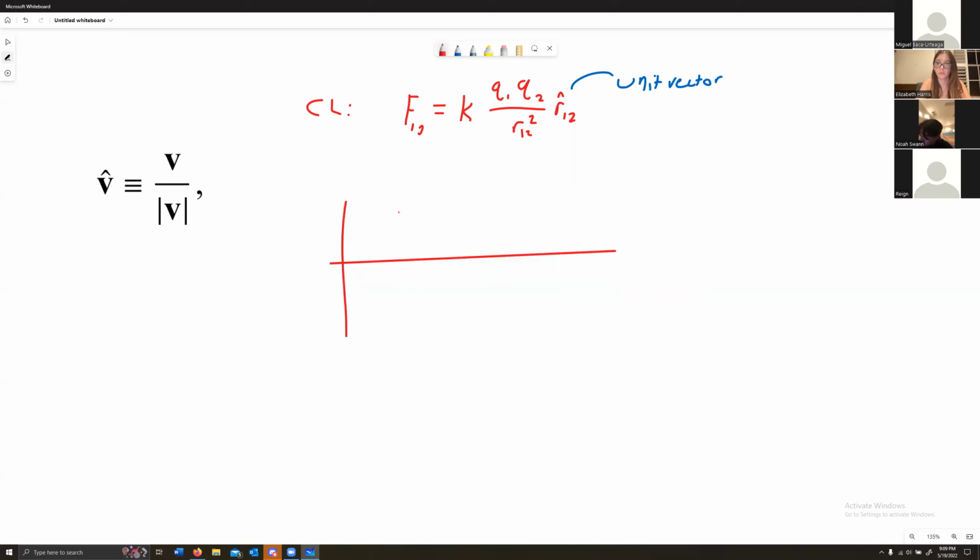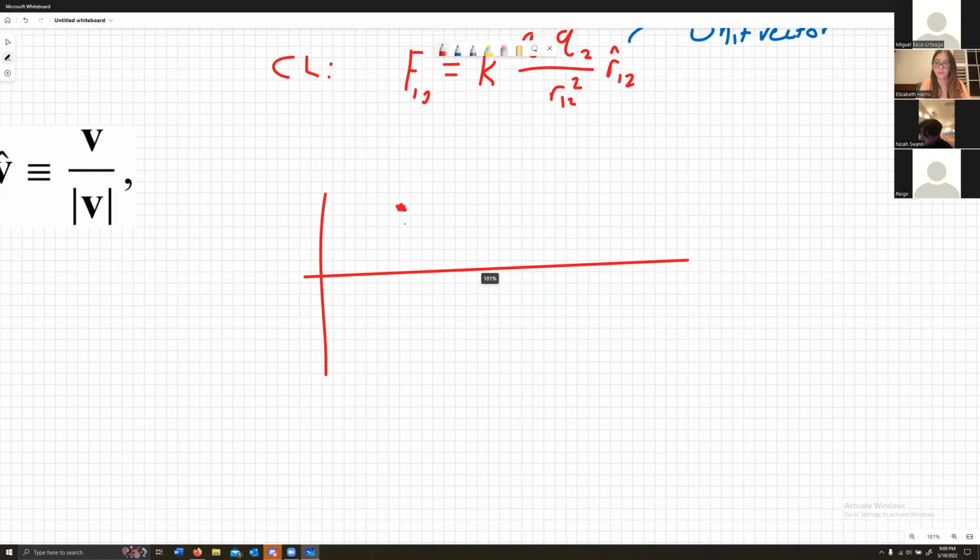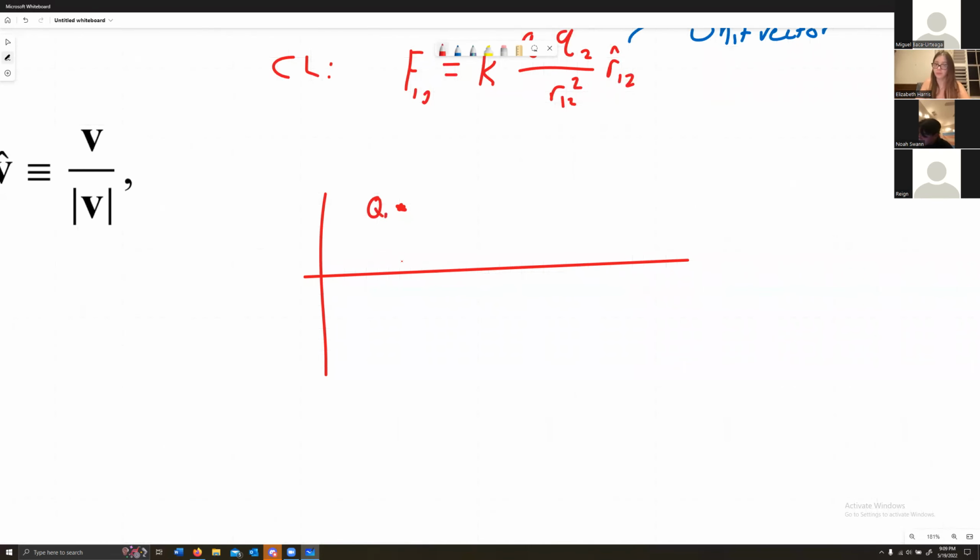So here's how it's gonna work. We have a particle here. This particle is gonna be called Q1. Then Q2, and then we have Q3 here. This is the positive X and the positive Y direction.